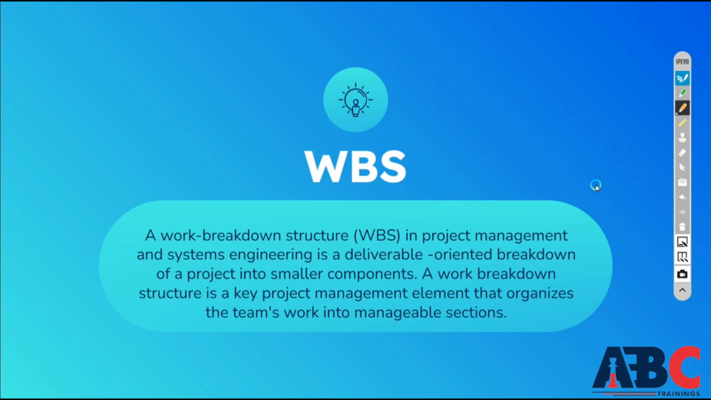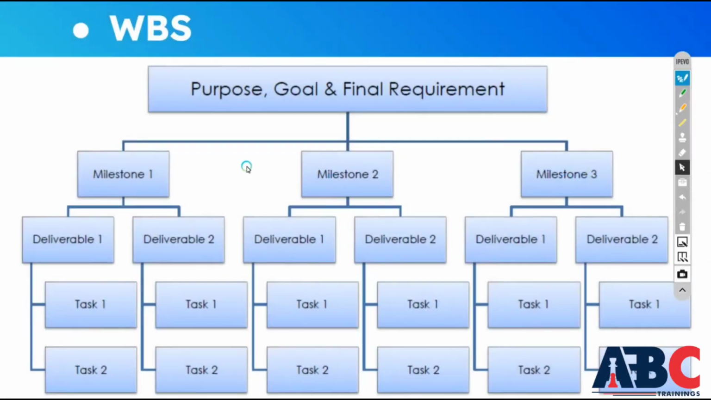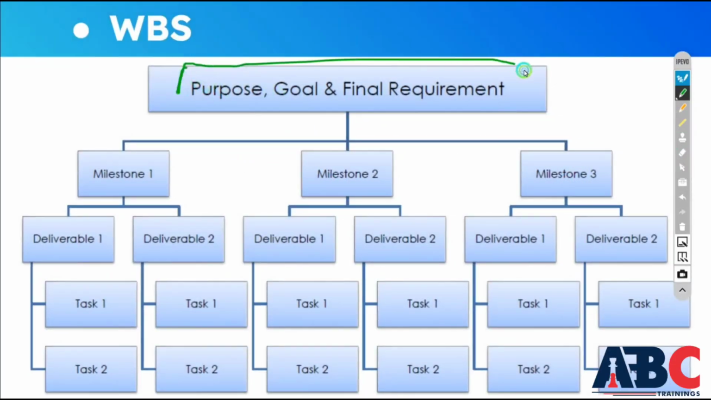So you have to break it down into multiple sections so that the work becomes manageable. After that, let's see an example of a work breakdown structure. What exactly is a work breakdown structure? You have some final purpose, goal, or requirement, which comes under level 1. Your final goal, or the final requirement for the project, is in level 1.